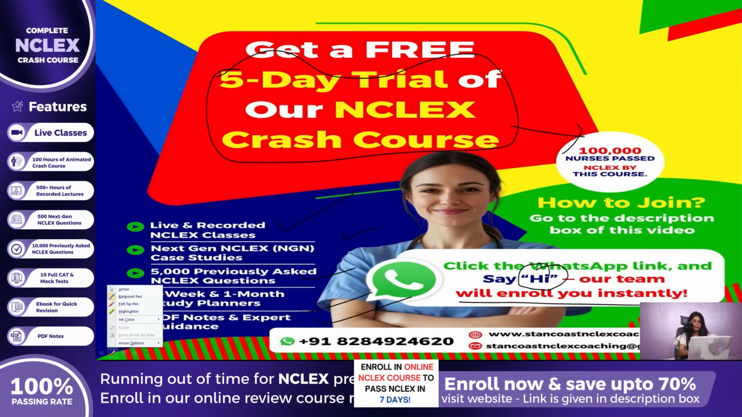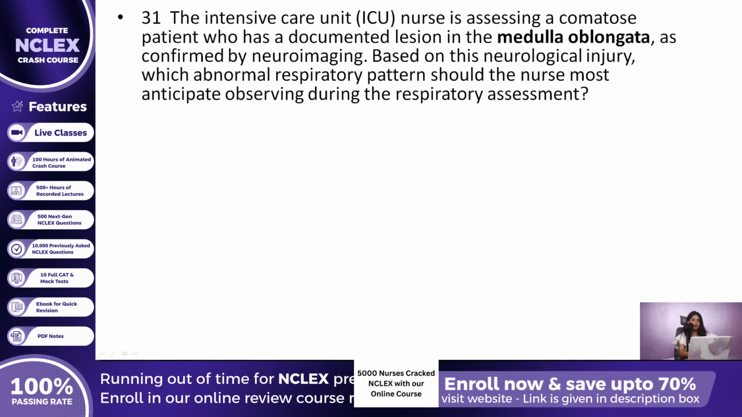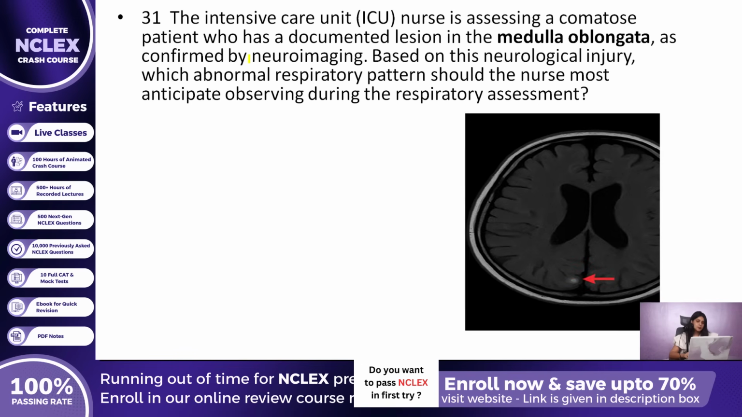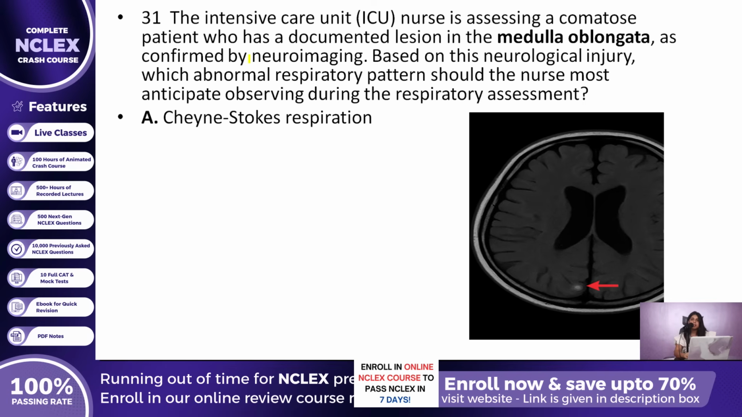Moving to question 31. The ICU nurse is assessing a comatose patient with a confirmed lesion in the medulla oblongata. When evaluating this client's respiratory status, the nurse should anticipate a breathing pattern consistent with dysfunction in the lower brainstem. The options presented are Option A, Cheyne-Stokes respiration, which involves a crescendo-decrescendo pattern of breathing followed by periods of apnea.